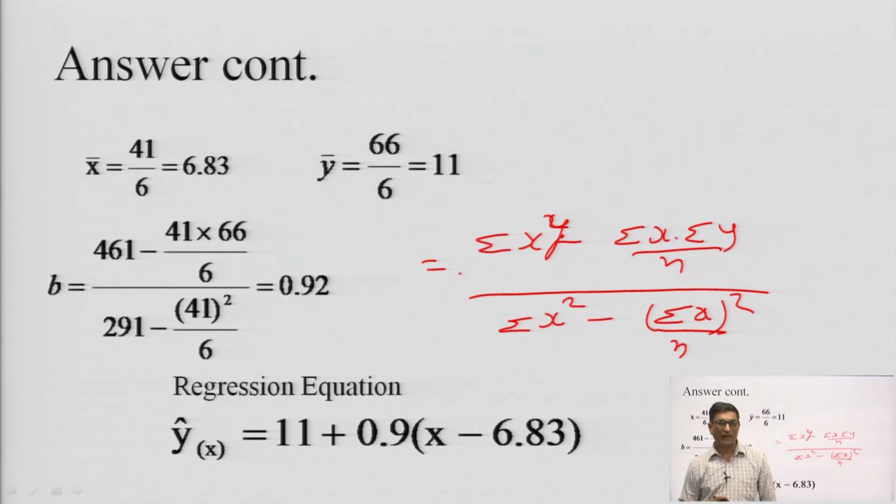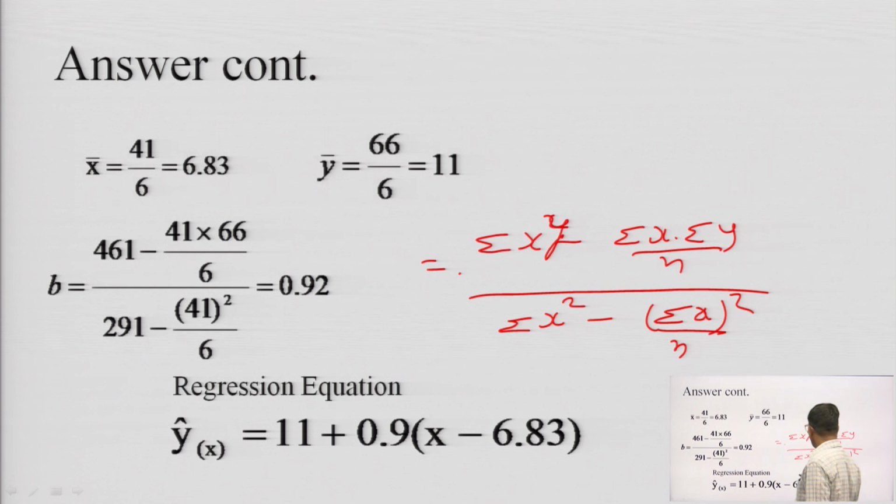So, we have the value of summation xy as 461 minus 41 into 66 divided by 6, and summation x square is 291 minus summation x, which is 41. So we square the 41, remembering that here we are squaring the value of summation x. So we square 41 divided by 6. On solving this we get the regression coefficient b equal to 0.92.